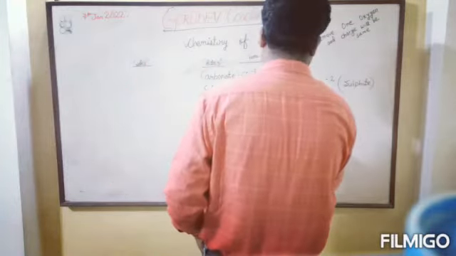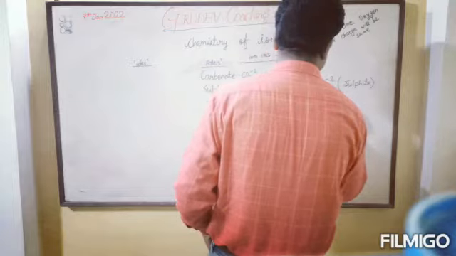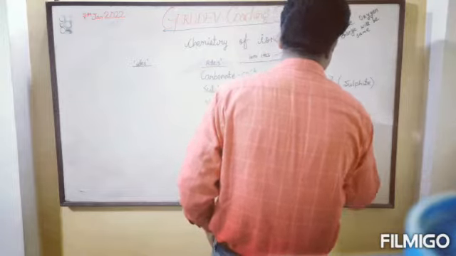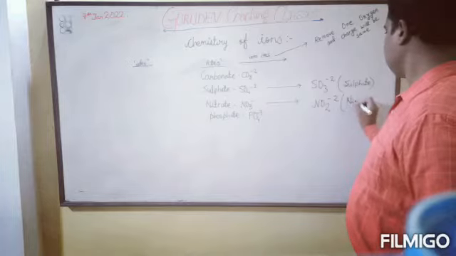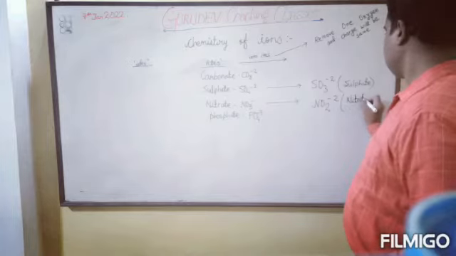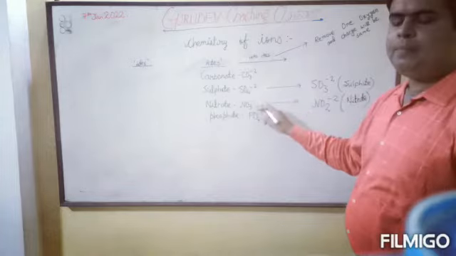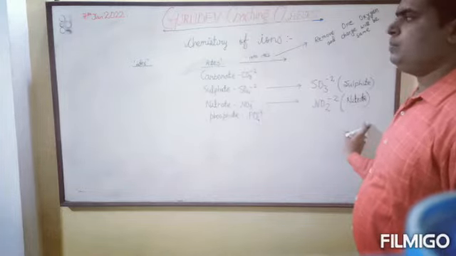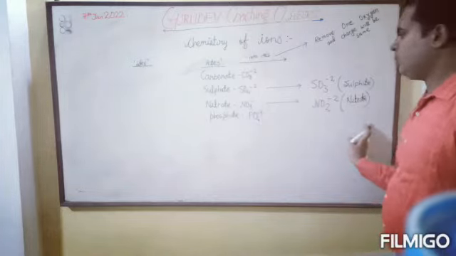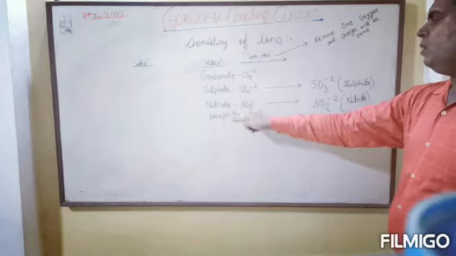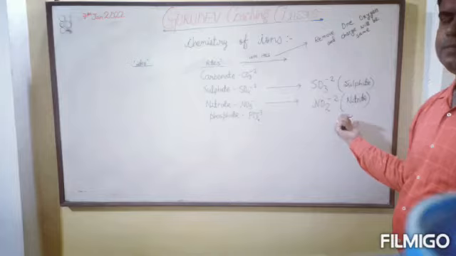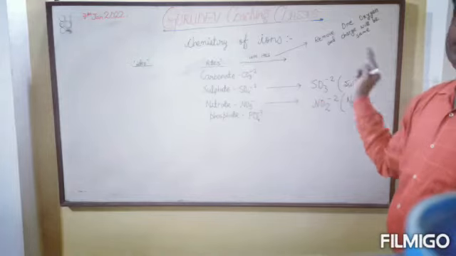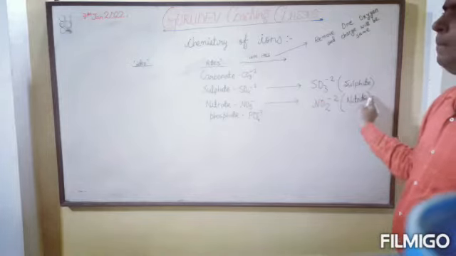In this way, children, nitrate has become nitrite. And in this manner, phosphate will become phosphite. The ates and ites are clear.